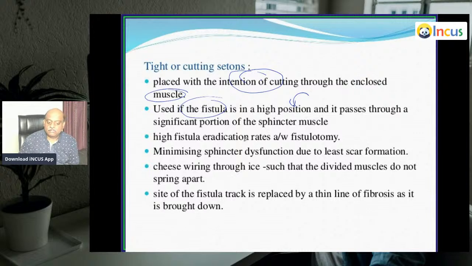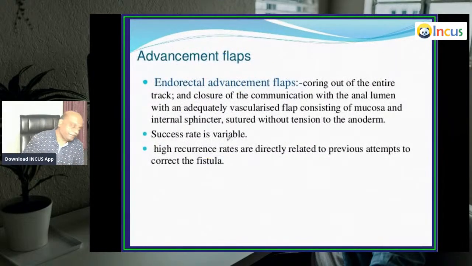And if you use the tight or cutting seton, it has a minimum sphincteric dysfunction. That is one advantage you need to remember.